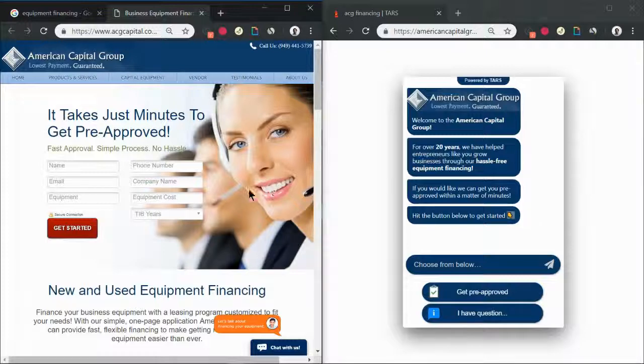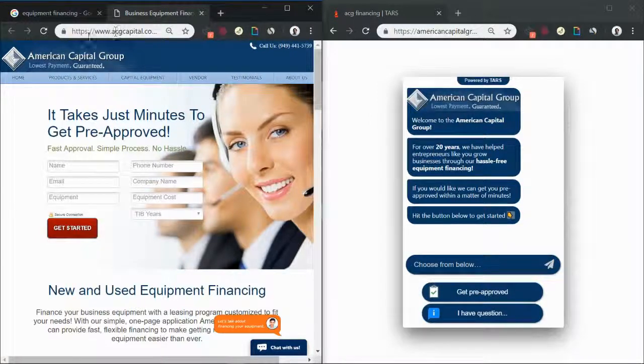And the reason companies might want to consider making this switch from the traditional landing page to the conversational landing page is a simple one. Conversational landing page increases conversion rate by 2x. And that's no small feat.